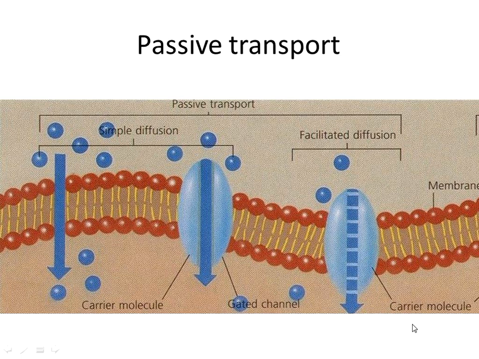Facilitated diffusion. One more time, movement through the membrane, simple diffusion. Movement through a channel protein is again simple diffusion because it's moving in and out. Then we have facilitated diffusion, which is a carrier protein, which takes it in and then it moves it along to the other side.